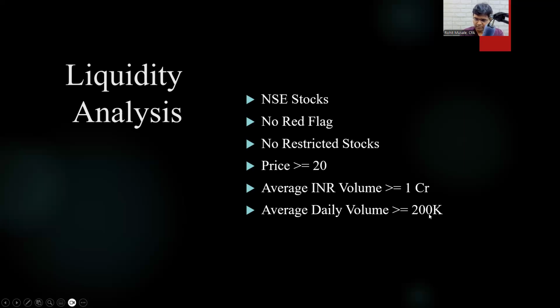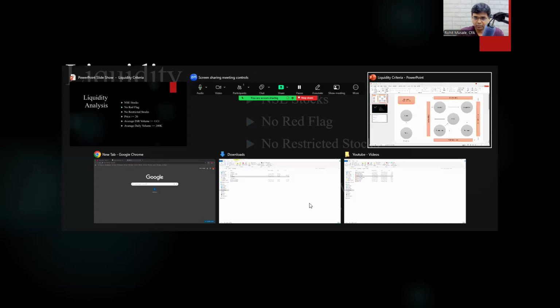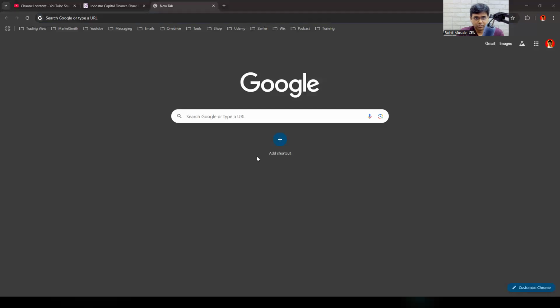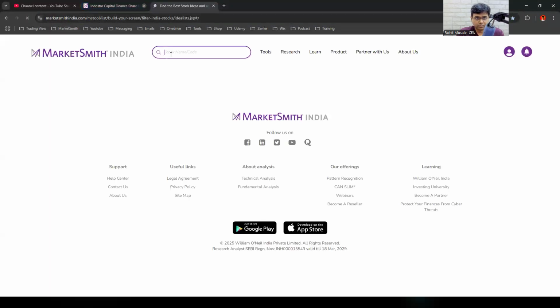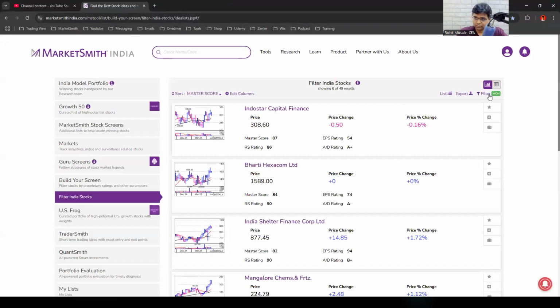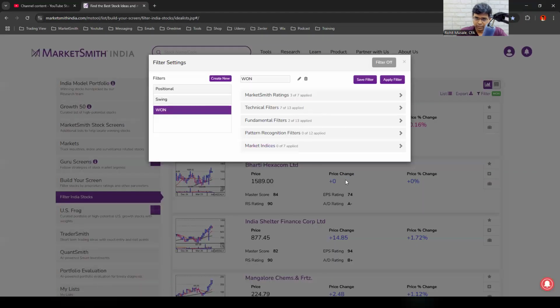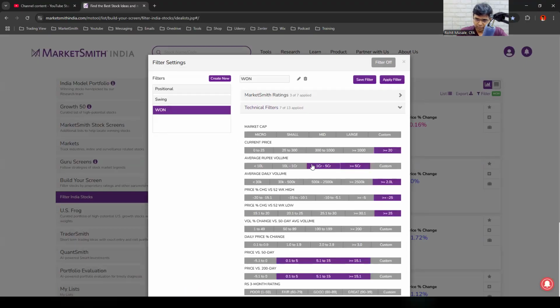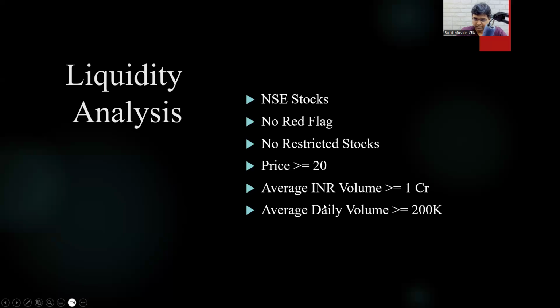Okay, so very basic analysis, nothing complicated here. I call it liquidity analysis, but at least the stock should meet this criteria for the stock to be worth your time, right? Now, these three are already included in our filters, correct? Let me open. See, if I go to technical, price greater than or equal to 20, INR volume is there more than 1 crore, okay? And then 200,000 shares. So it's already there. So you don't have to check these three when you are doing liquidity analysis.